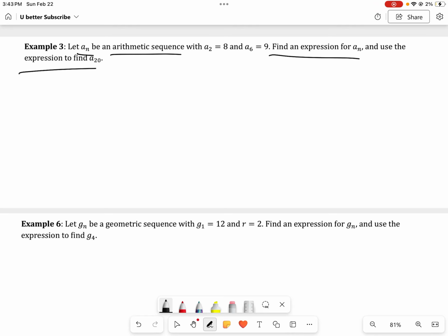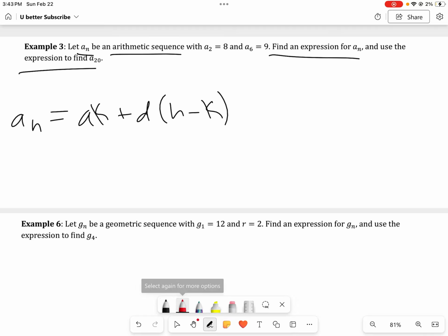So we know that the expression is just A of n equals A of k plus d, which is the common difference, times n minus k. That's our basic one, and let's see what it gives us, because first we're going to need this common difference, and it gives us values that we can use to find it. It's just like a slope formula.